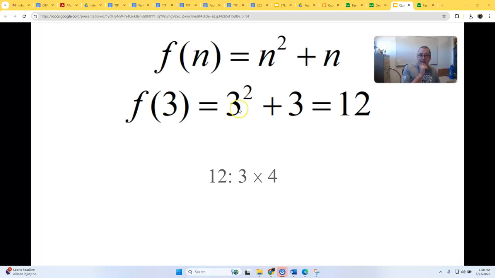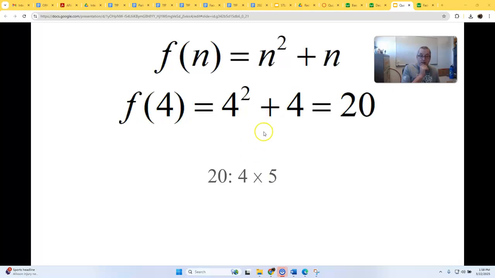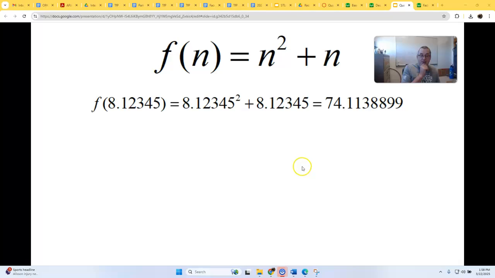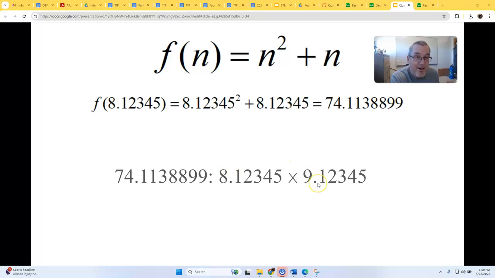But if you back up and look at what's going on here, when we plugged in a 3, two factors were 3 and 4. For 20, 4 and 5. Two factors of 42, 6 and 7. So what do you think two factors of 74.11388899 would be? How about the n that I started with and one more?